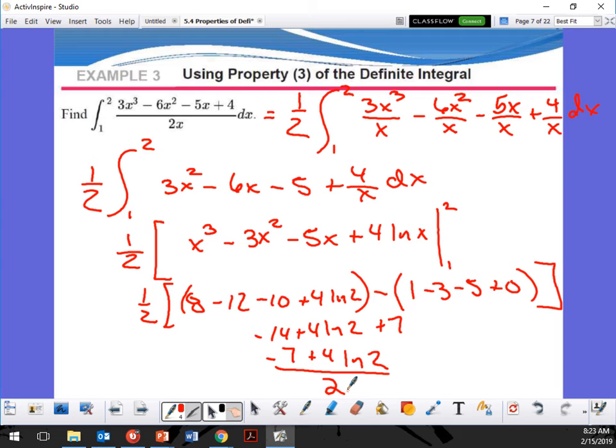I could divide each one individually by 2. So it'd be negative 7 over 2 plus 2 ln 2, right?